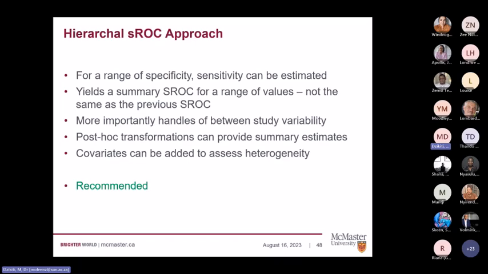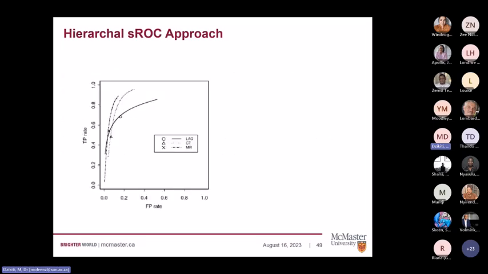From the model, you can also do post hoc transformations to get actual summary pooled estimates of specificity and sensitivity. And the model can also be extended to add covariates where you can test for heterogeneity for sensitivity and specificity separately. So this model by Cochrane has been recommended and it's, I think, implemented in standard statistical software like RevMan. So this is the same example where this is the hierarchical SROC approach. And then the points here are the pooled estimate done by post hoc transformations. So this is a step up from the SROC approach and recommended for use.